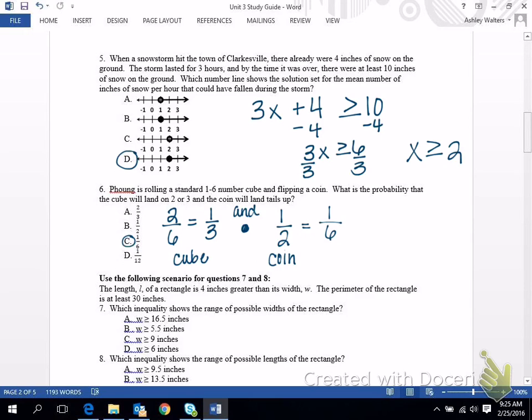Now, we didn't mention this before the study guide, so you may want to write down that and for combined probabilities means to multiply.